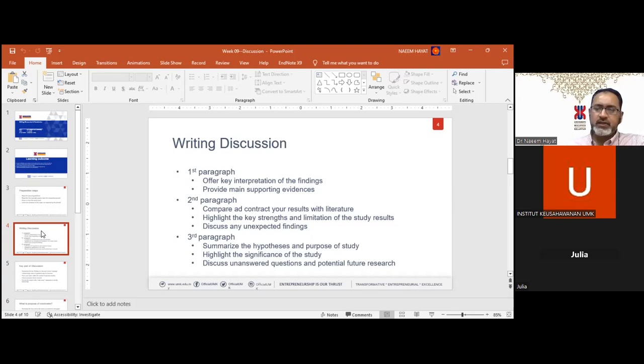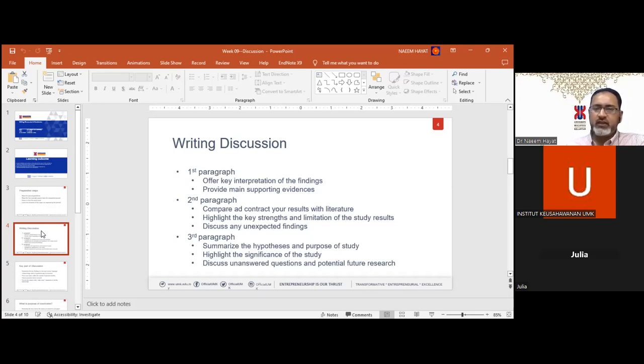The literature and the discussion go hand in hand because from the literature we are reporting what the meaning is and what evidence is already available. And in the discussion we are comparing our current study result with the literature, and highlighting the key strengths and limitations of the study. Again, some results match, but some results don't. In this way, we can highlight the strengths and the weaknesses.